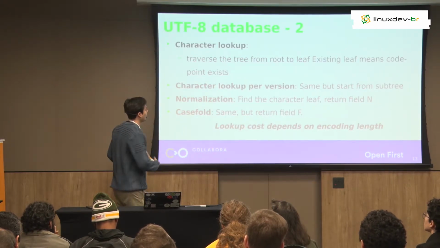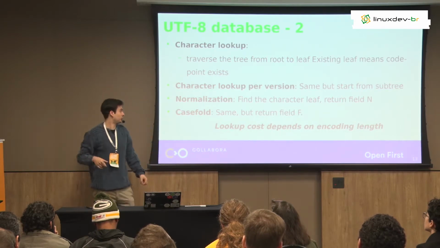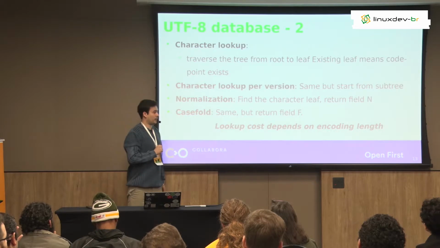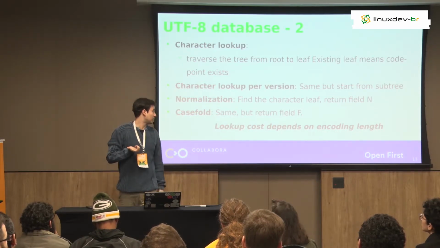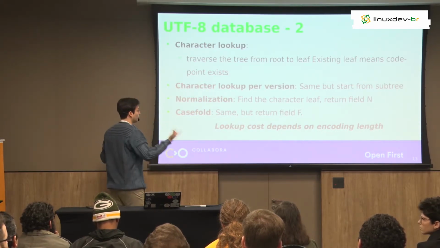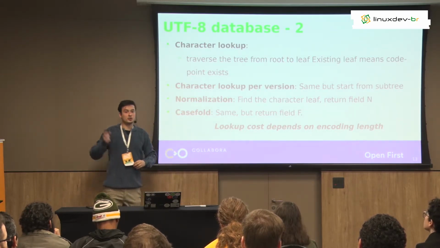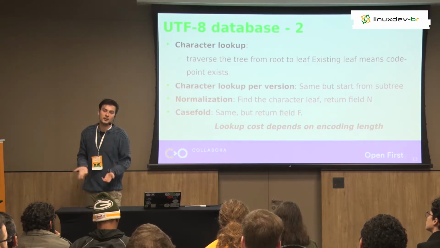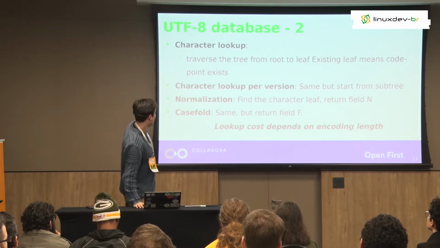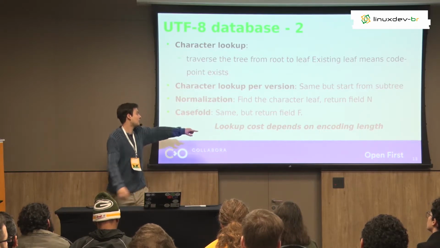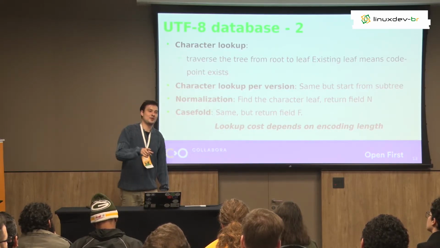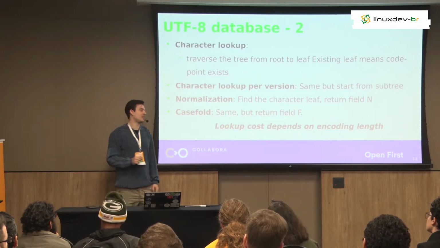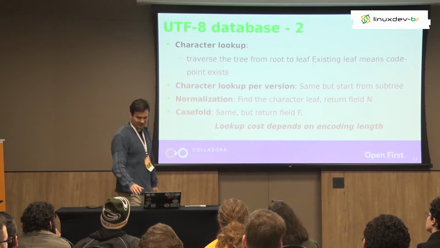So now the character lookup works like this. We traverse the tree from the root to a leaf, and then it means that the character, the code point, exists. If we want to look for another version, we go to a different tree. If we want to do normalization, we store the normalization pre-calculated in the leaf, and the same for the case fold, so we can implement the NF operator really easily. And this is important. The lookup cost depends on the encoding length, which means that if you are using UTF-8, the lookup of a Russian string takes way longer than the lookup of the English word.